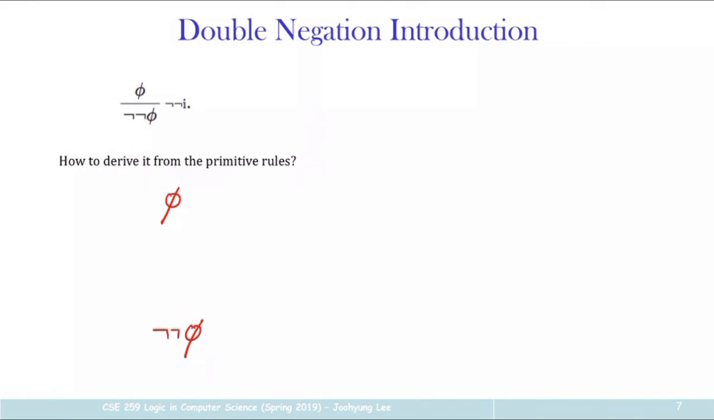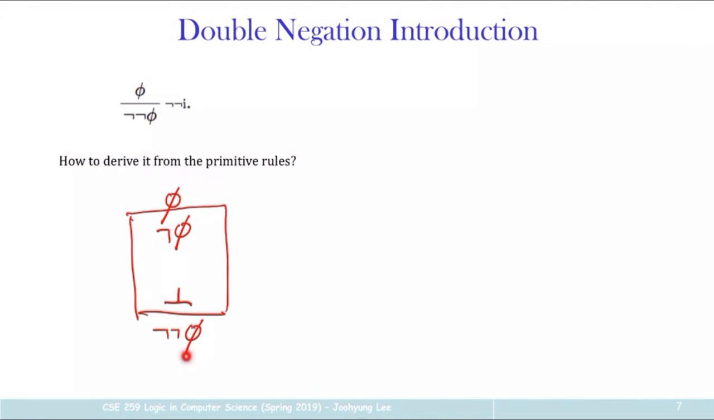This was covered last class. If your goal is to prove a negated formula, what is your strategy? Try to assume phi, and if you can derive a contradiction, then you can derive not phi. So to prove the negation of something, you assume it and derive a contradiction.